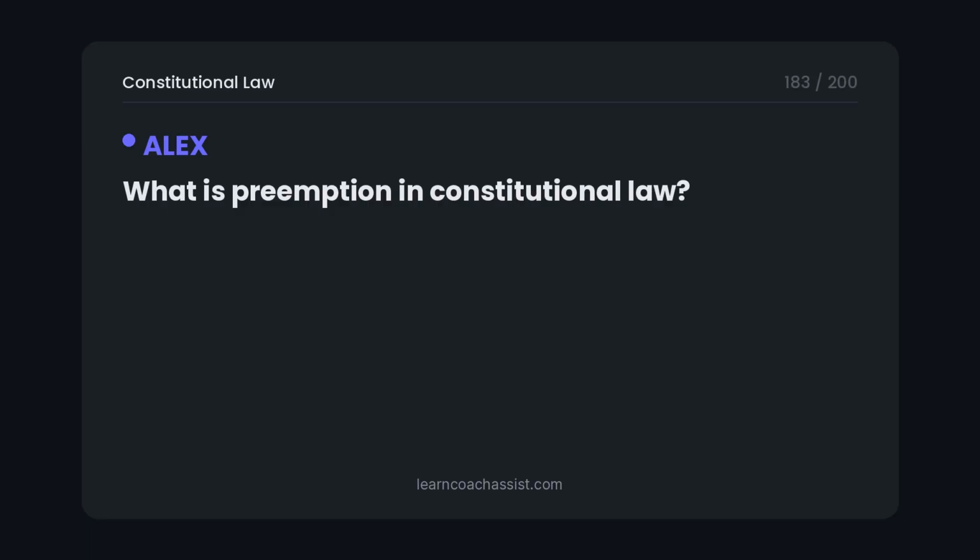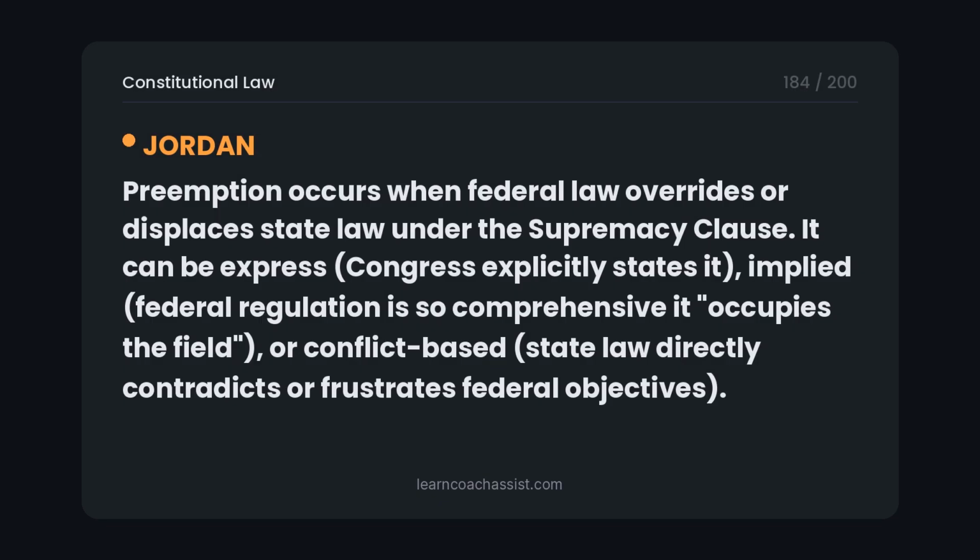What is preemption in constitutional law? Preemption occurs when federal law overrides or displaces state law under the Supremacy Clause. It can be express, where Congress explicitly states it; implied, where federal regulation is so comprehensive it occupies the field; or conflict-based, where state law directly contradicts or frustrates federal objectives.